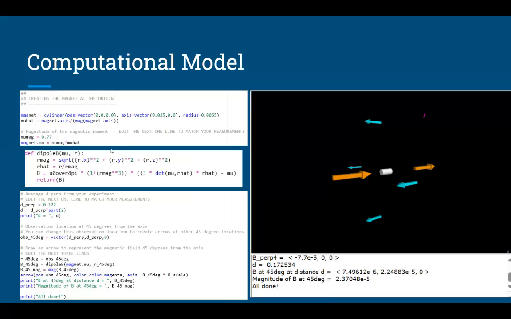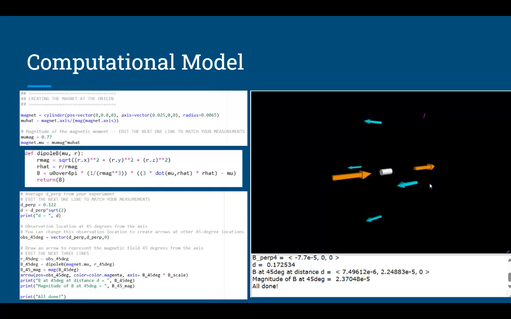And here's the computational model. So we put in our number that we got for this. We had to make a dipole function to solve for that. We take our mag, we have our hat, and this is that equation I showed earlier. We put all those numbers in, and our perp here is our average distance, so it's that number times square root 2. And then we end up plugging everything in.